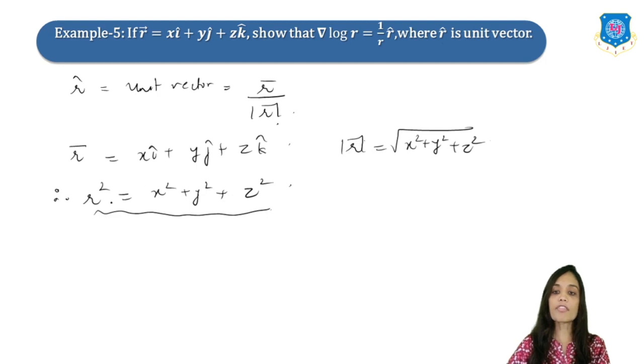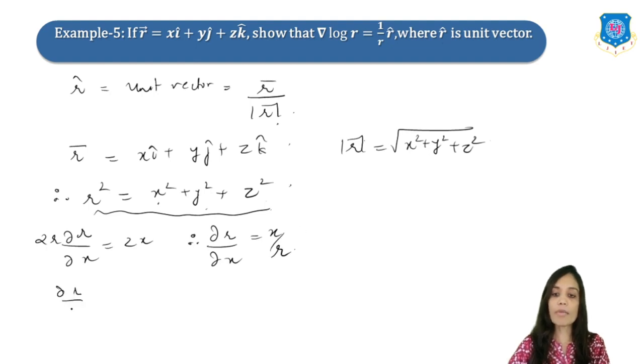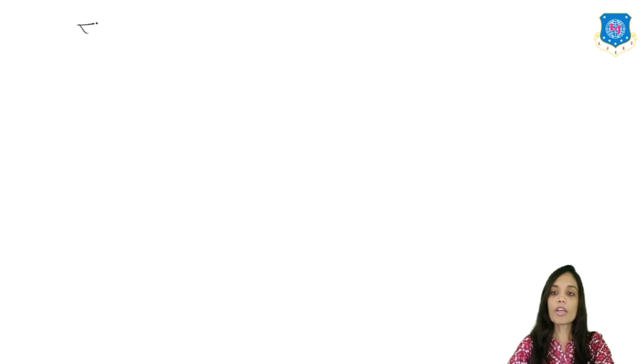Now firstly what I will do is I will find partial derivative of this function with respect to x, y and z. So firstly do the derivative of this with respect to x. So it will be 2r del r by del x is equal to 2x. Therefore, your answer of del r by del x is what? x upon r. So, similarly the answer of del r by del y will be what? y by r. And lastly, the answer of del r by del z will be what? z by r. Okay. So, now let us find the gradient of log r.